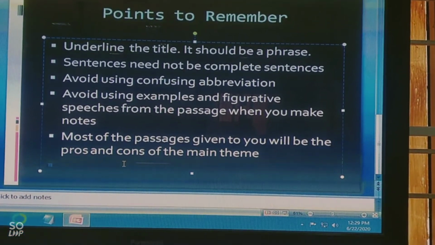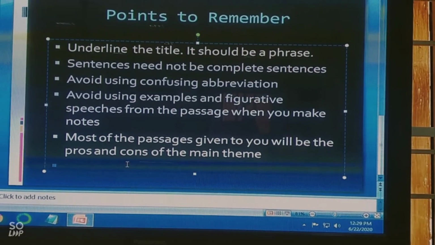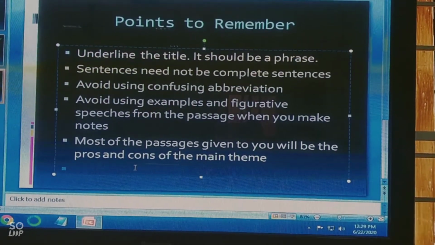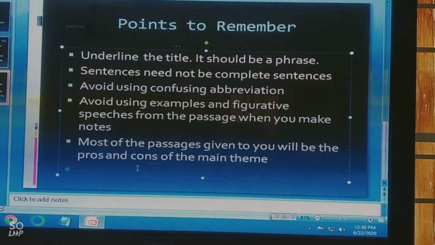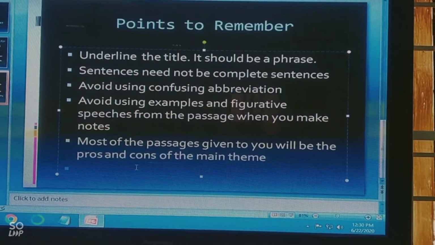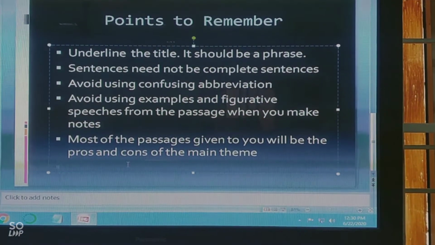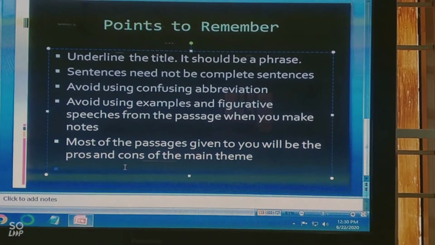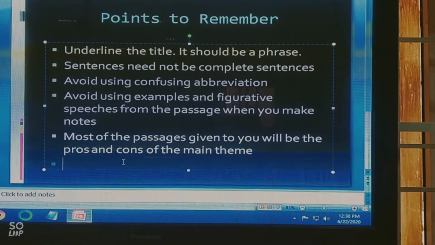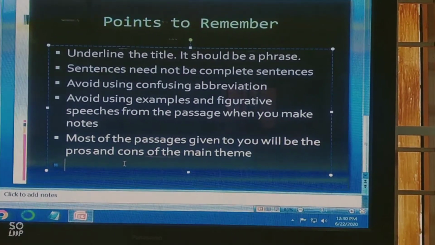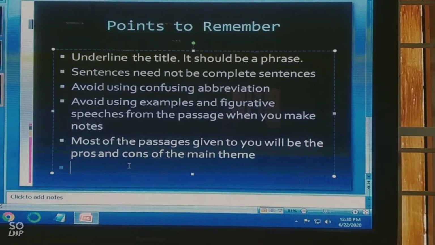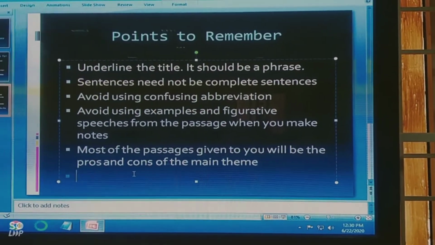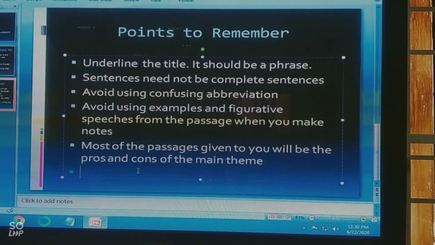Points to remember. Underline the title. It should be a phrase. Title should never be a complete sentence. So what is a phrase? A phrase is a group of words which does not have a subject and predicate. Phrases will never have verbs. So always avoid using verbs in the title.